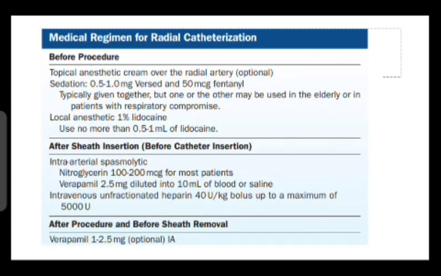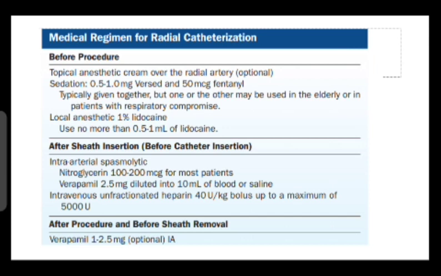Medical regimen for radial cath before procedure: topical anesthetic over the radial artery, optional. Sedation: 0.5 to 1 mg Versed and 50 microgram fentanyl, typically given together, but one or the other may be used in the elderly or in patients with respiratory compromise. Local anesthetic: 1% lidocaine. Use no more than 0.5 to 1 ml of lidocaine.